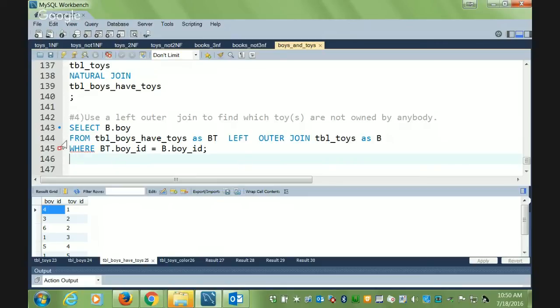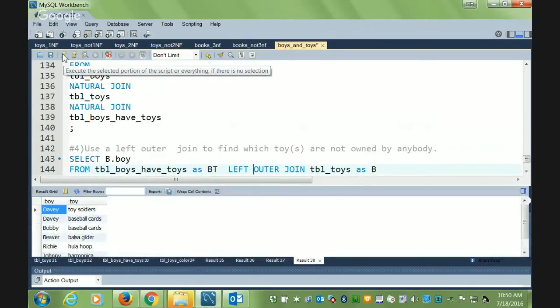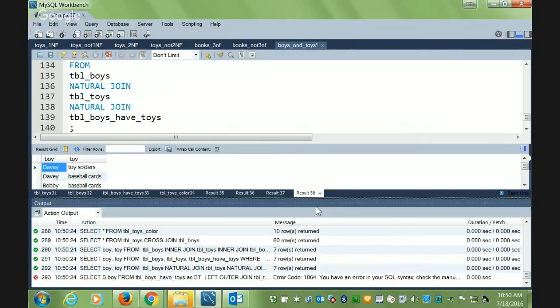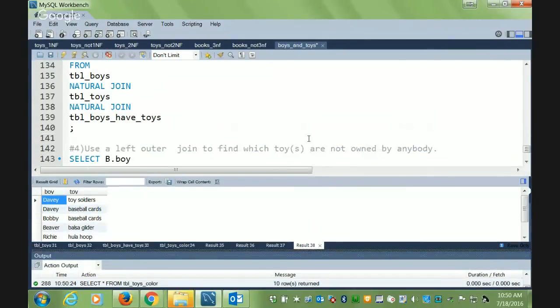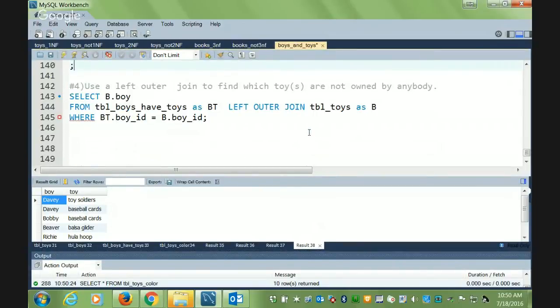It would be nice, as in Eclipse, if you bring it here and it tells you what the error is. TBL BT is this, B is this, B boy is this, left outer join. I don't know what, syntax wise, it's not liking. Let's see. Do I have an error? Oh yes, you have an error in your SQL statement. Oh, that's the help you're giving me. What is the syntax error it says?